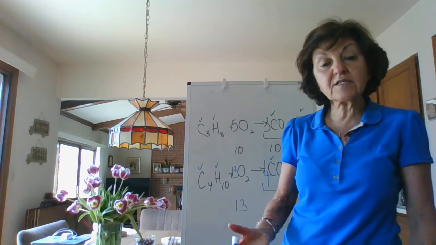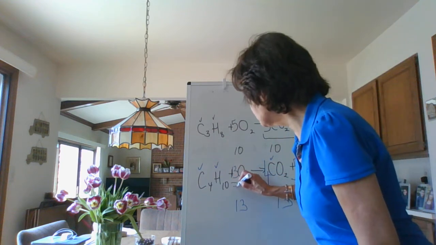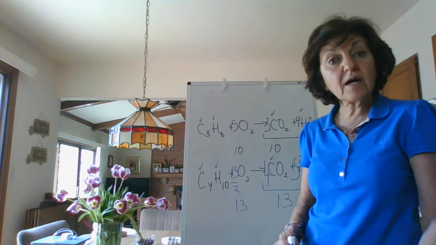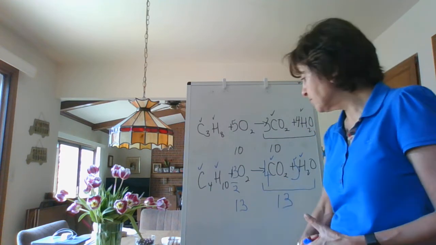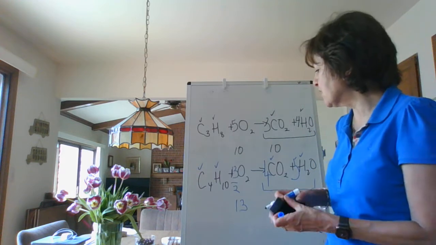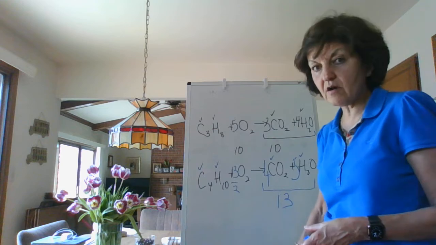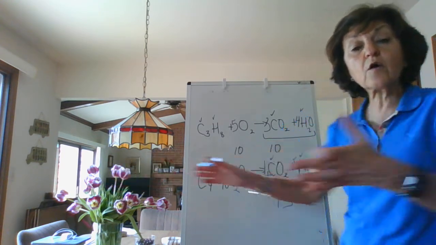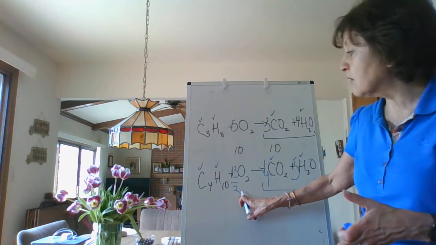We don't want 26. We want half of that. So what you do is you say divided by 2. I want 13 divided by 2. But you can't leave a fraction in these equations. You'll be able to leave fractions later on in the semester when we're doing thermochemical equations, but not yet. So how do I get rid of the fraction? You multiply the whole thing by 2. So we can get rid of this denominator.